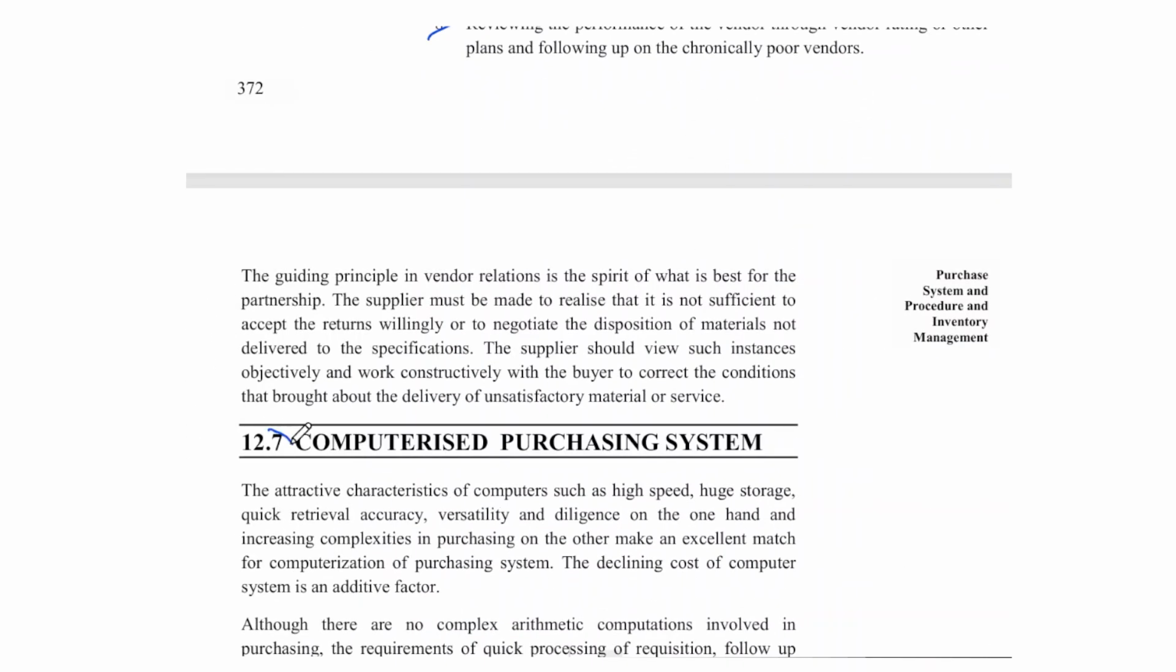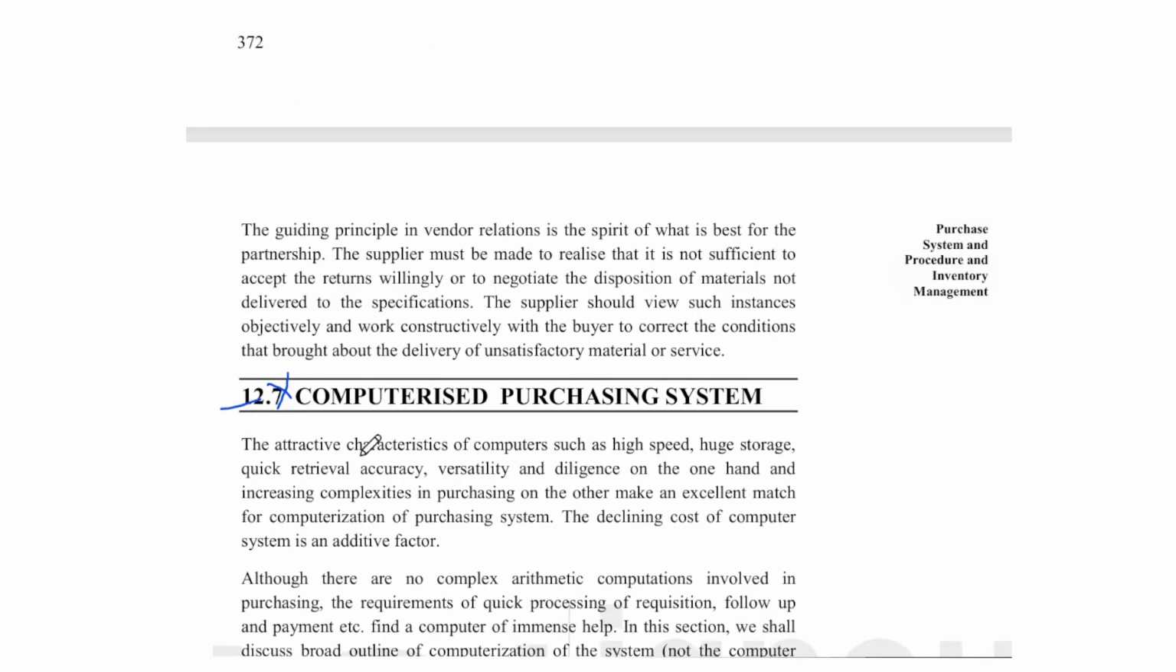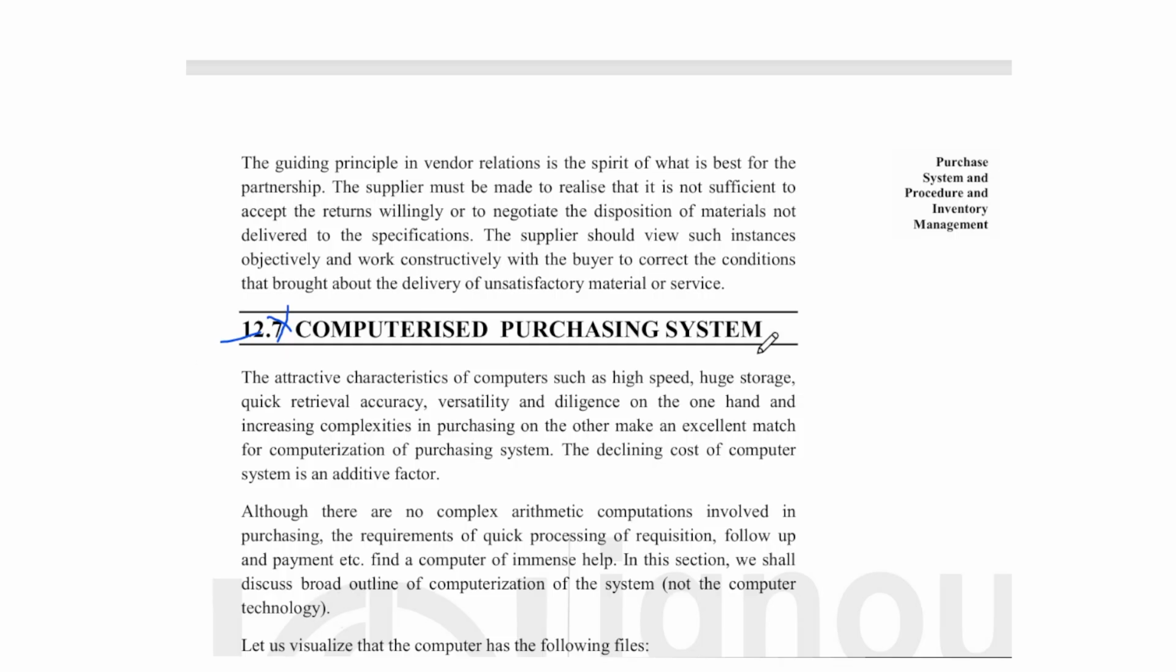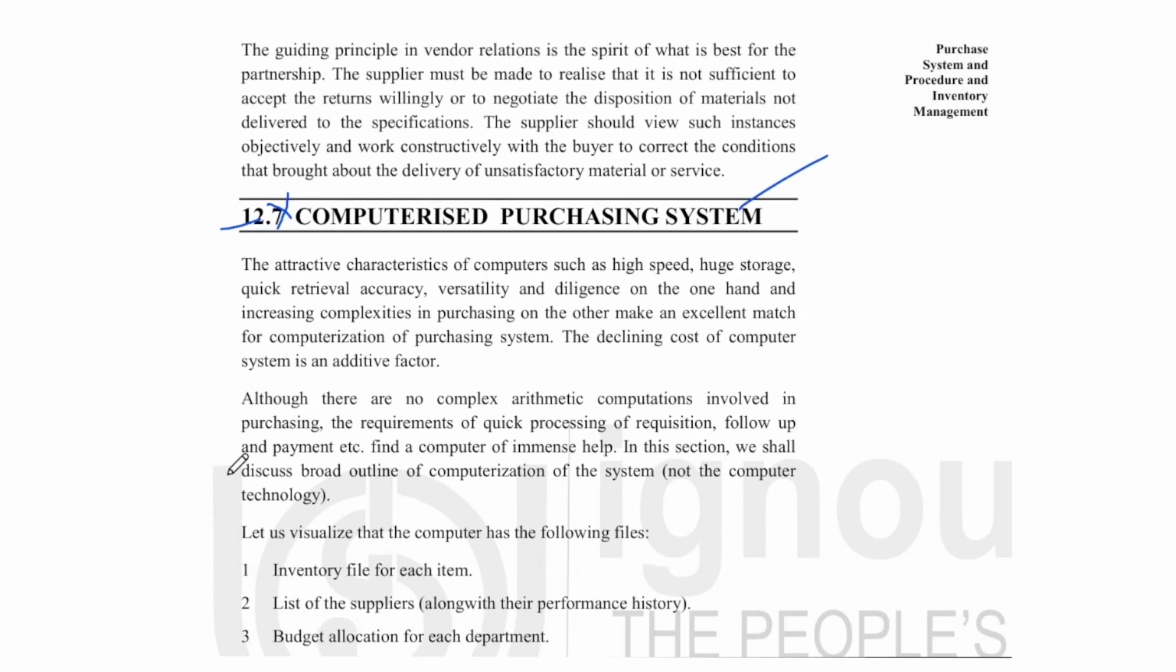So this is 12.9. Okay, so the mistake is here. This is the 12.9 section, that is computerized purchasing system.